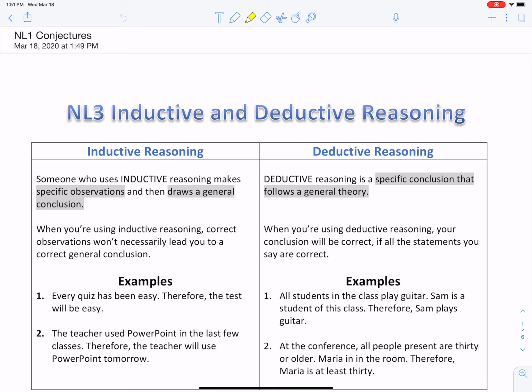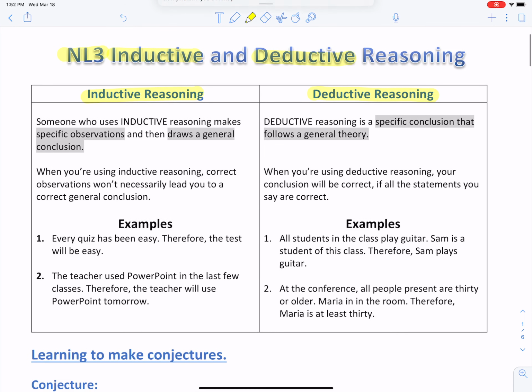So this lesson is on inductive and deductive reasoning. This is our next outcome, which is NL3. So we're going to be talking about inductive reasoning and deductive reasoning. Here's a little table highlighting for you the difference between inductive and deductive reasoning. The best way to observe this is through an example.